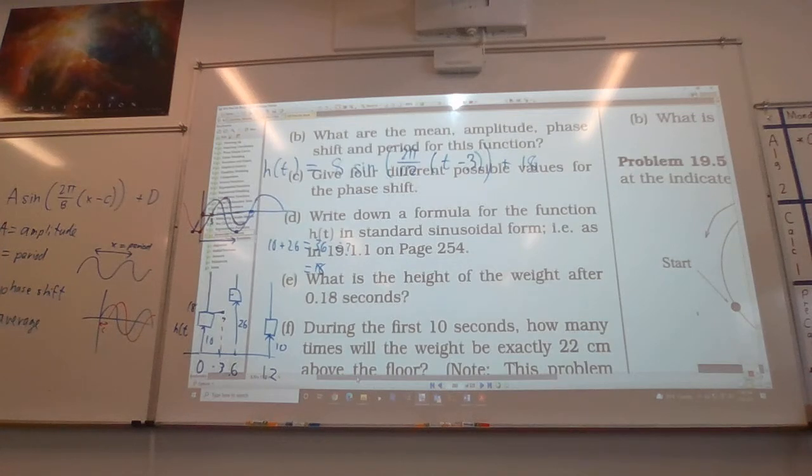Okay, we haven't done yet. Let's finish this problem off. They say during the first 10 seconds, how many times will the wave be exactly 22 centimeters above the floor? And then they note this problem does not require inverse trigonometry. Oh, right. That's chapter 20, when we do inverse trigonometry. All right, so let's think about this.